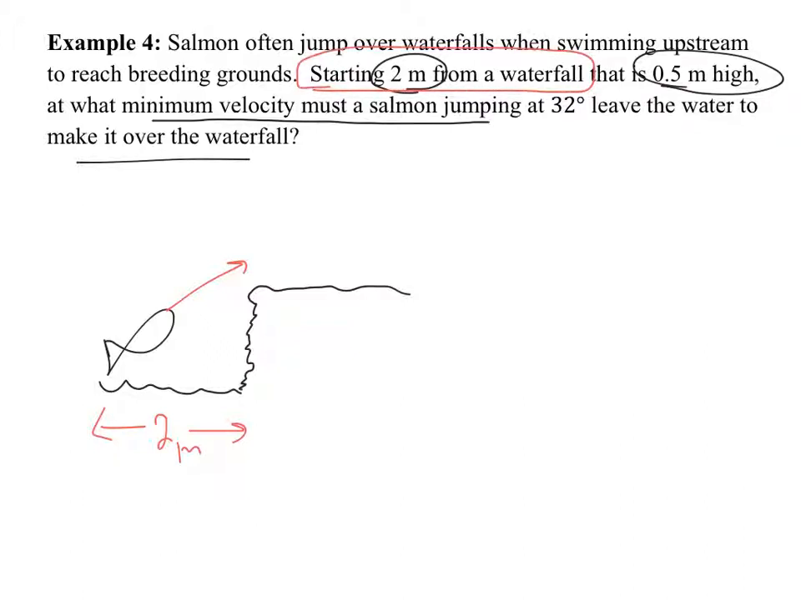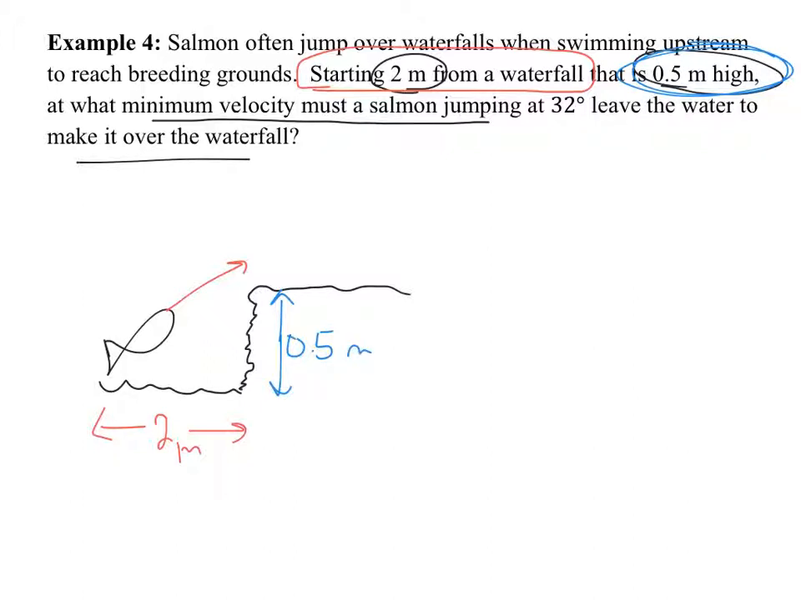Yeah, starting 2 meters from the waterfall. How are you from a waterfall? You're away from it horizontally. 2 meters from the waterfall. And it simply says a moment later that, look, the waterfall is 0.5 meters high. Not drawn to scale. This is not drawn to scale.